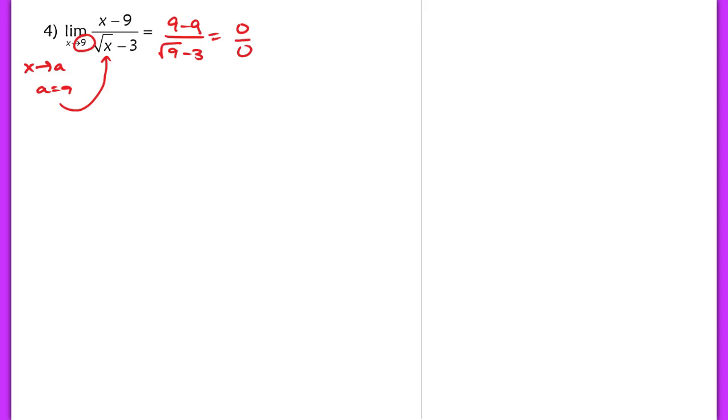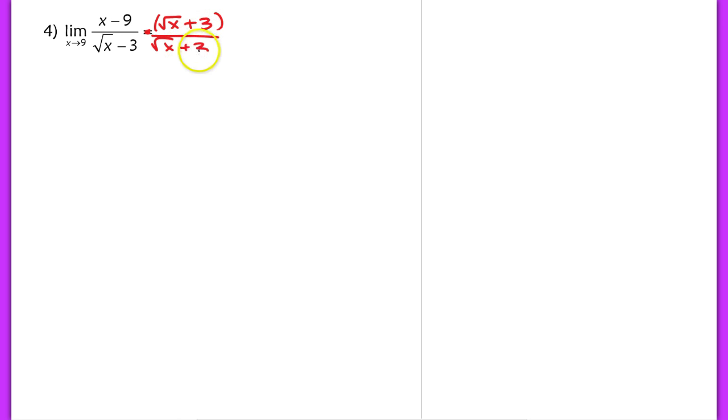Instead, we have to do some algebraic manipulations. Let's try getting rid of that radical by multiplying by the conjugate here. So let's multiply by root x plus 3 over root x plus 3. Now by multiplying by that conjugate in the denominator, I've created a difference of squares. So if I square root x, I get x, and if I square 3, I get 9. So this is x minus 9 after I FOIL that out.